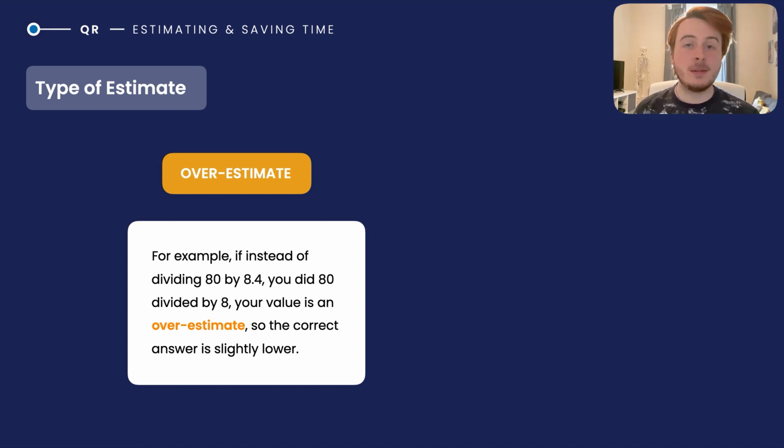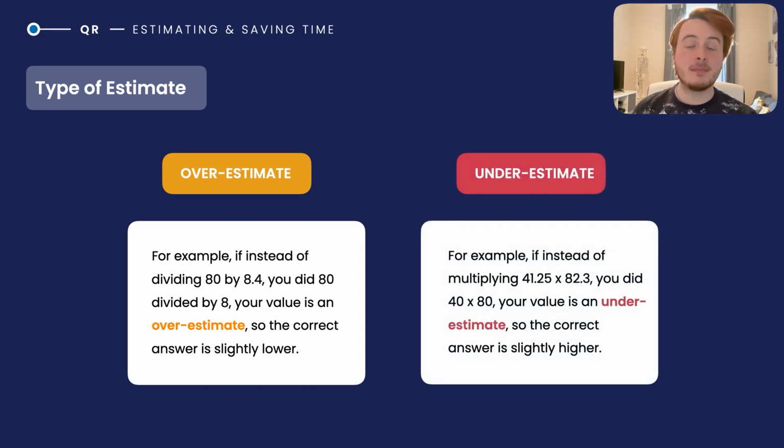And then of course on the flip side of overestimate, we have our underestimate, and underestimates work the exact same way. So if it's on the bottom of a fraction, the opposite happens. However, if it's just a simple multiplication or an addition, then rounded down means it's going to be an underestimate overall, as we have with this one here.